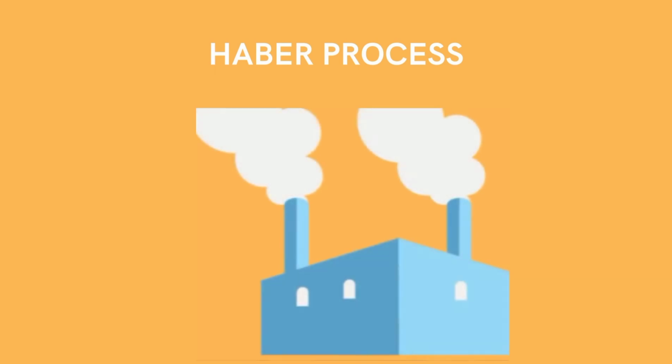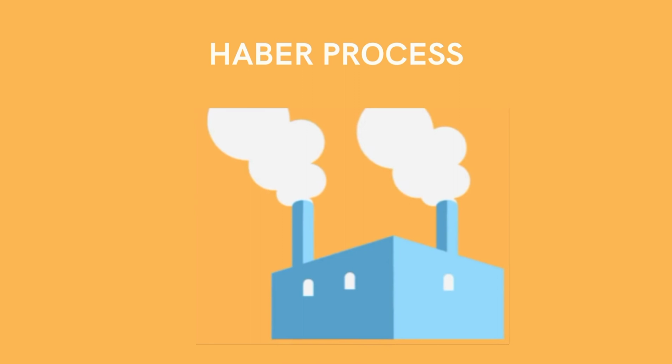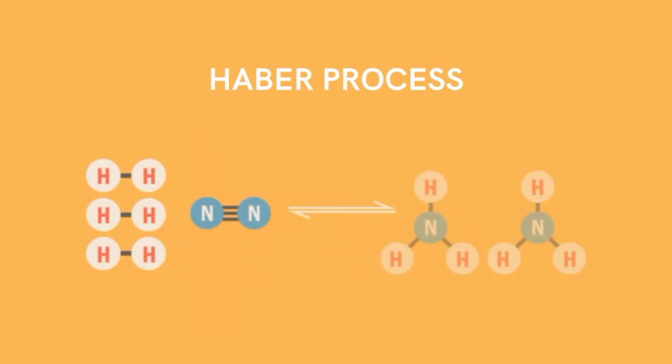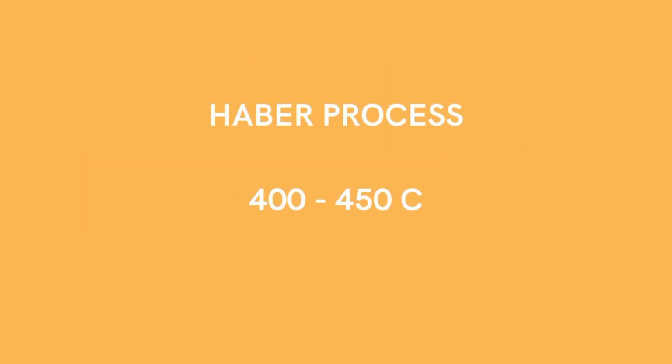In conclusion, the Haber process is the industrial process to produce ammonia from hydrogen and nitrogen. It is conducted at 400 to 500 degrees Celsius and at 200 atmospheres.